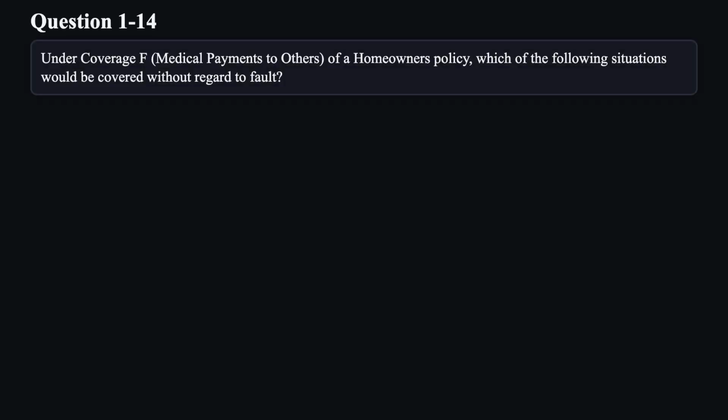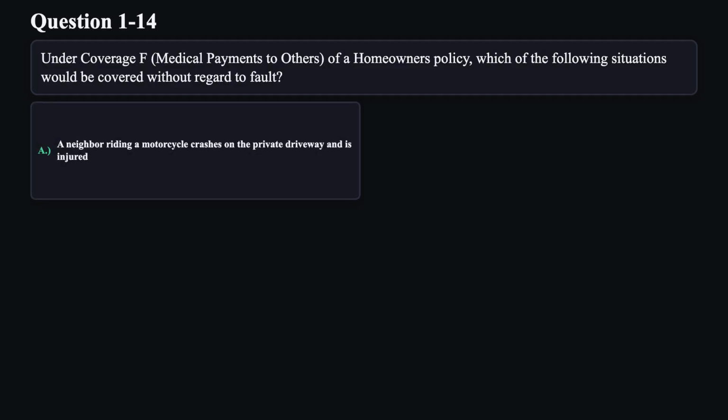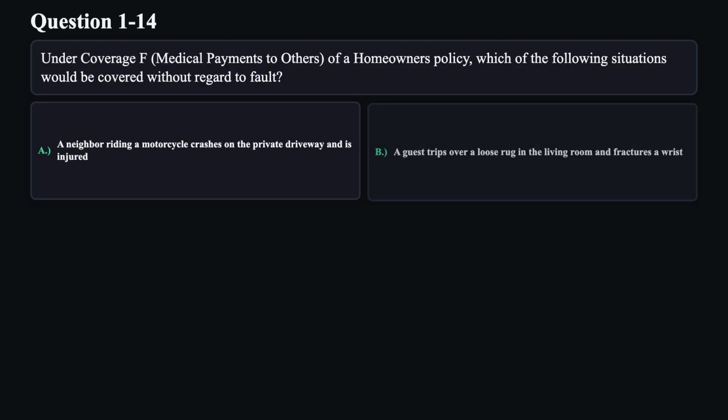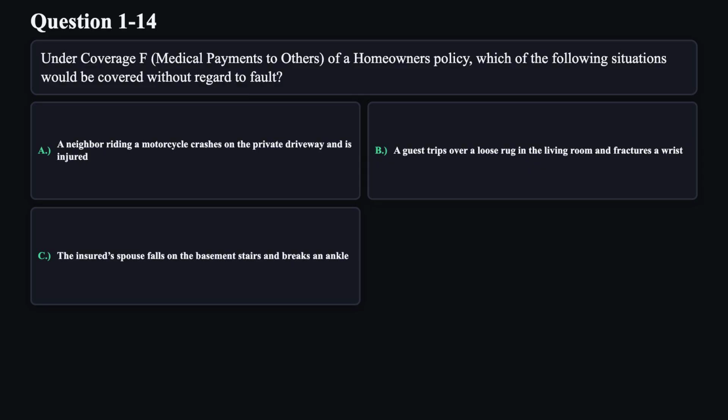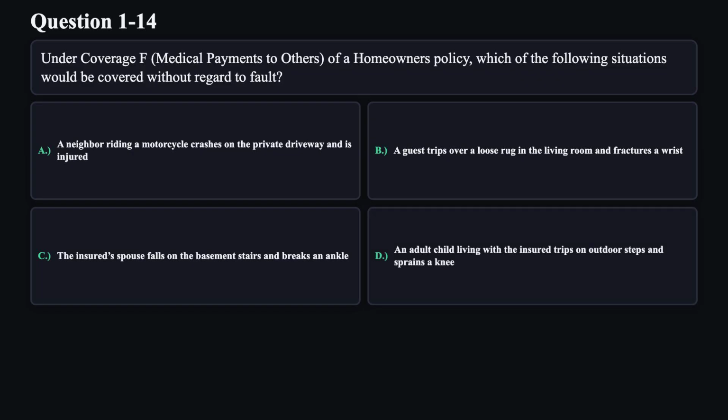Question 14. Under coverage F, medical payments to others, of a homeowner's policy, which of the following situations would be covered without regard to fault? A. A neighbor riding a motorcycle crashes on the private driveway and is injured. B. A guest trips over a loose rug in the living room and fractures a wrist. C. The insured spouse falls on the basement stairs and breaks an ankle. D. An adult child living with the insured trips on outdoor steps and sprains a knee.